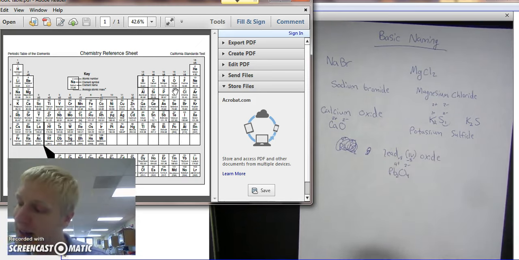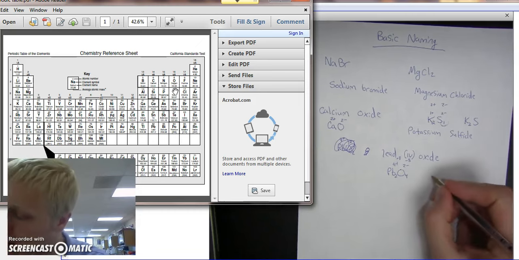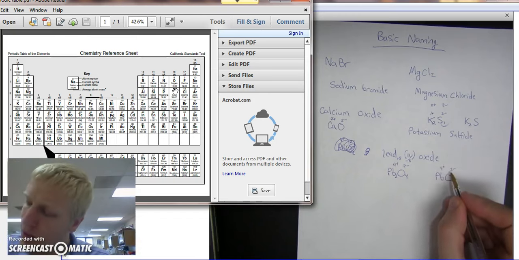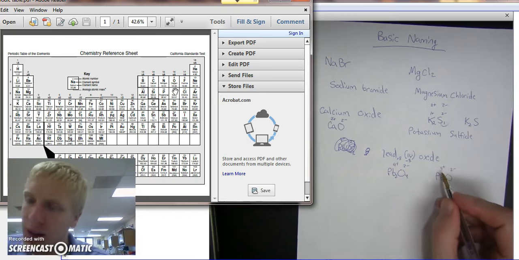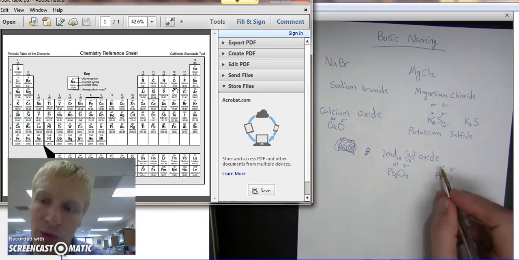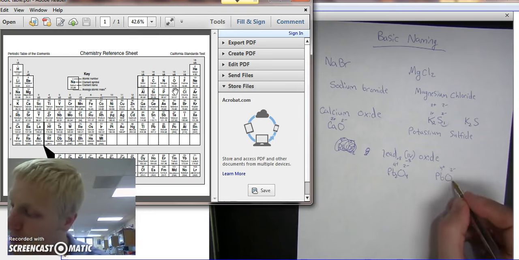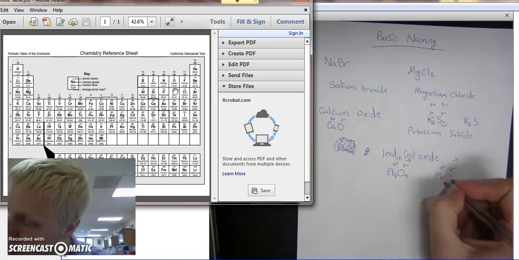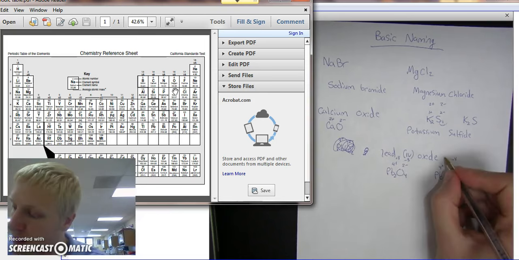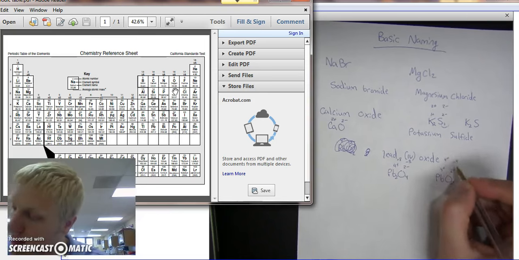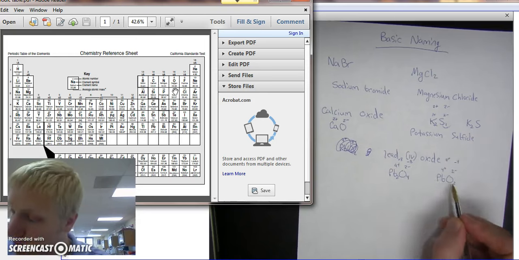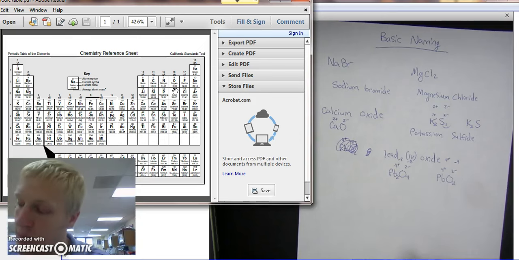That should work. However, if you think about it, rewriting this, we have 2 minus and 4 plus. You can ask yourself, how many 2's will fit into 4? The answer is 2 of them. 2 times negative 2 is negative 4. 1 times positive 4 is positive 4. Positive 4 minus 4 equals 0. So your actual answer would be PbO2, not Pb2O4.